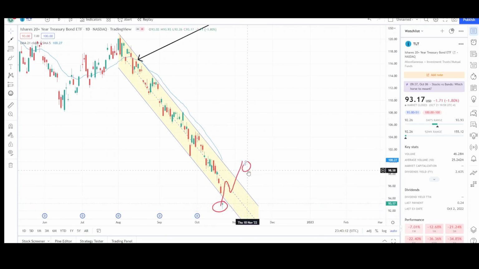So we could see the pullback. I believe that's probably a higher possibility than continuing lower from where we are right now. So let's go and wrap it up on the weekly chart.